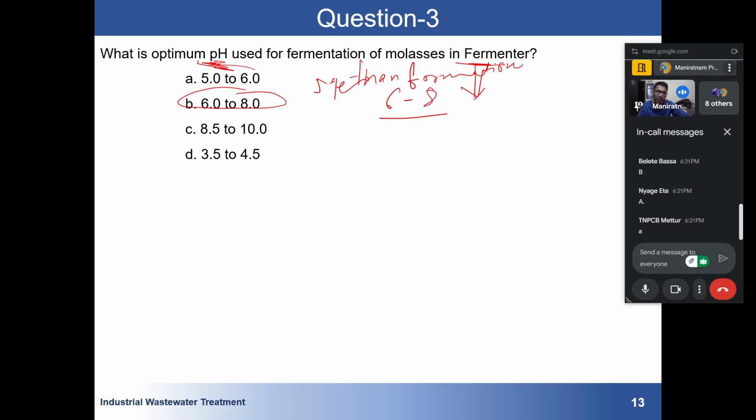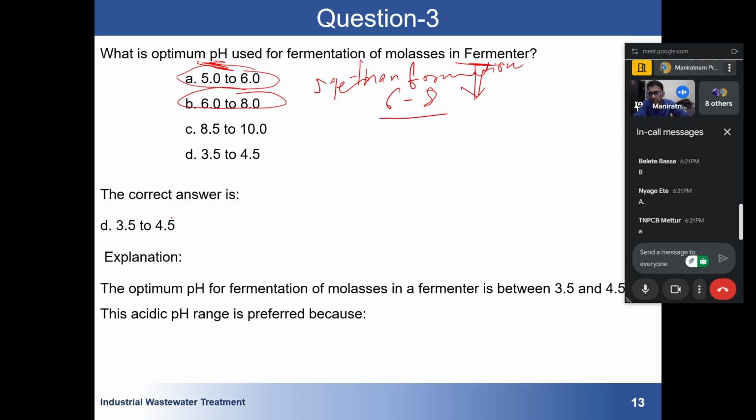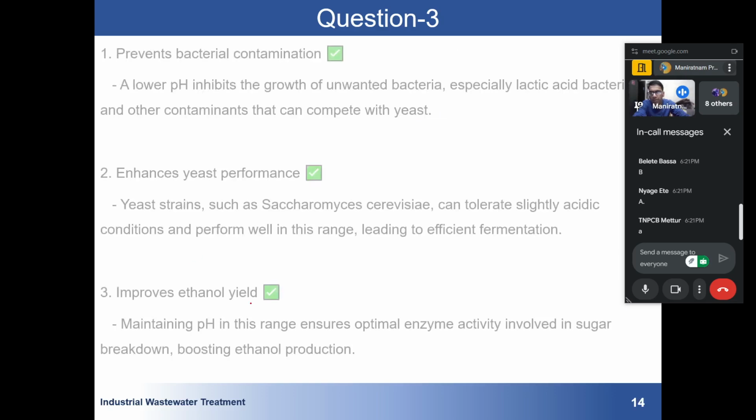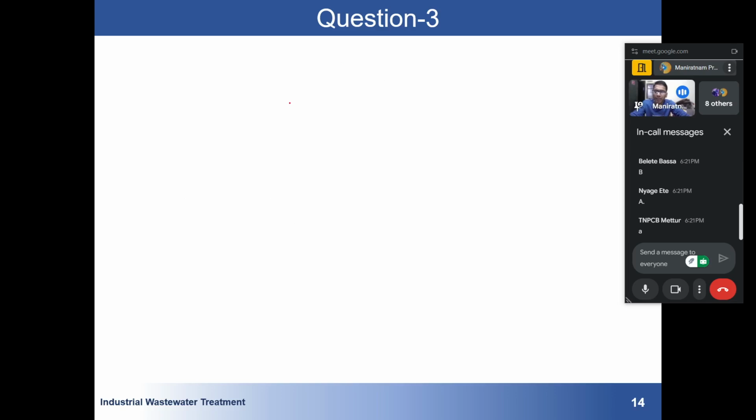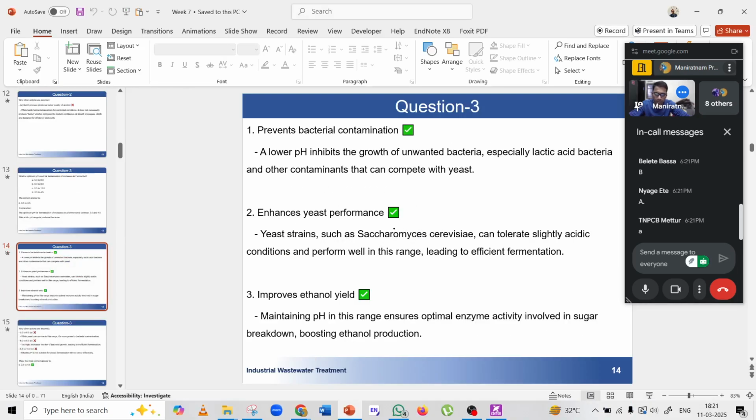A, 5 to 6. No, the correct answer is D. The optimum pH for fermentation is between 3 to 2. The acidic pH range is preferred because there are many reasons. See, that's why I ask everyone to go through the lecture.